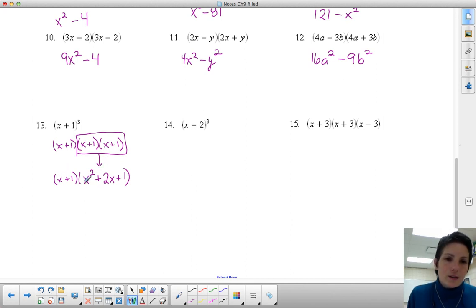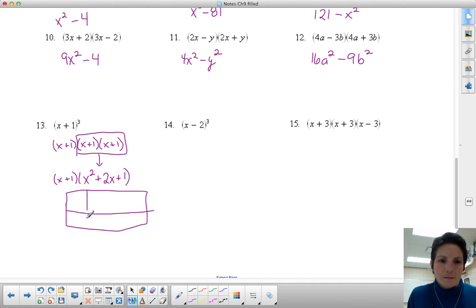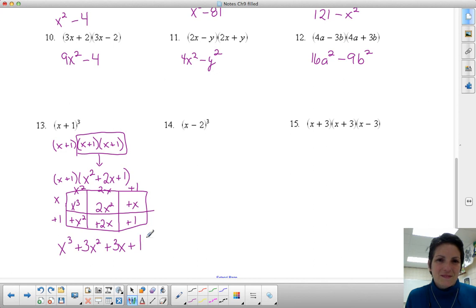So I've done this multiplication. Now I have a binomial times a trinomial, and I can finish this problem. When we do a binomial times a trinomial, remember that using a box is going to make life a little easier for us. Go ahead and try number 14 and number 15, and we'll talk about them in class.